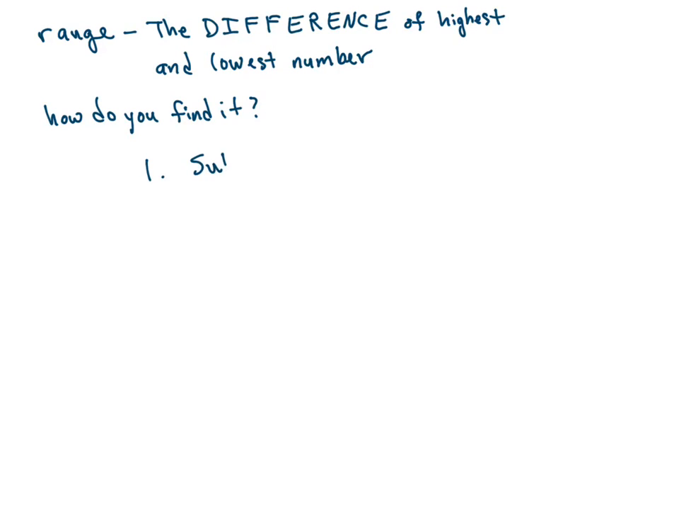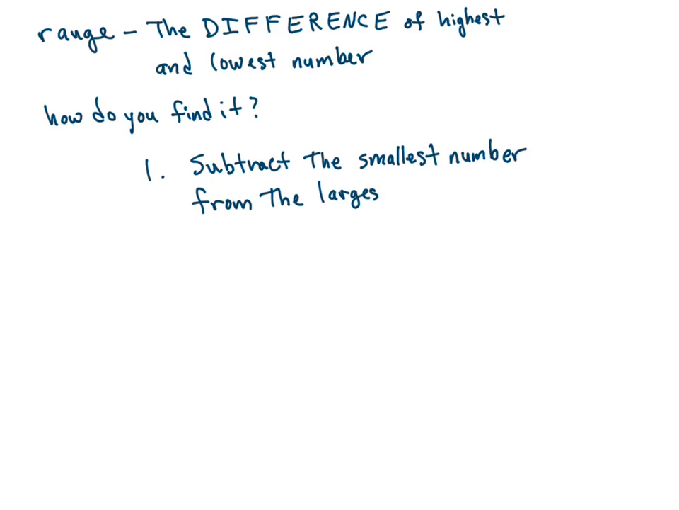So how do we find this? First thing we do is we just subtract the smallest number in the set from the largest number in the set. So that's always what we want to think about: take the smallest, subtract it from the largest. So really we're going to go the largest minus the smallest. We always want that range to be a positive number. So that's why we picked the bigger one minus the smaller one.